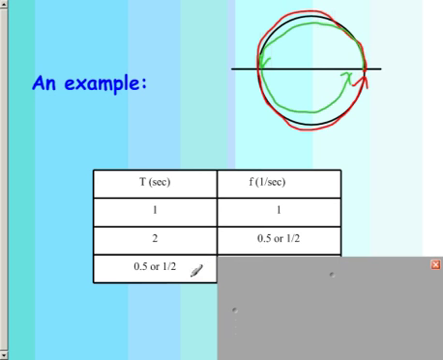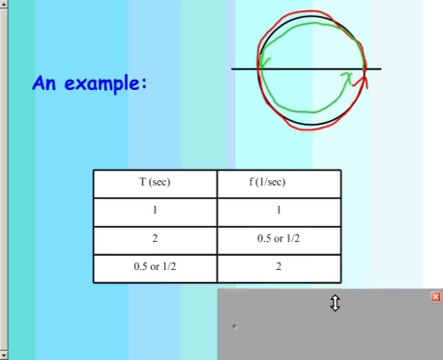Now, let's go down to our third one here. What if it takes half of a second to go around? So 1 full spin in a half of a second. All right. The question is, how many spins do we do every second? Well, we do 2. All right, we'll go around twice in 1 second. Now here's the cool part.